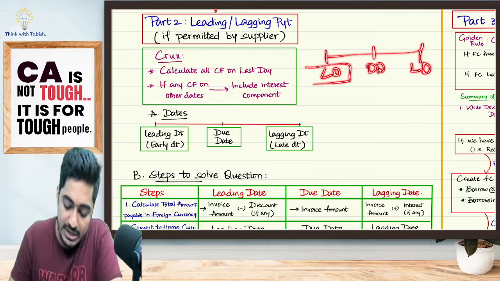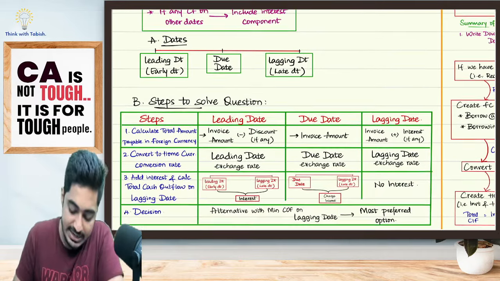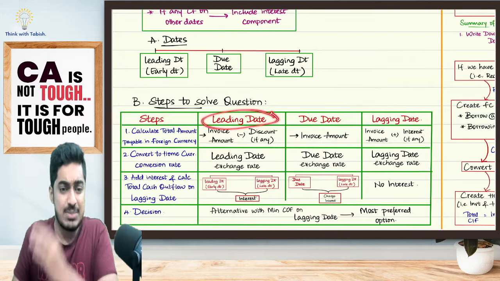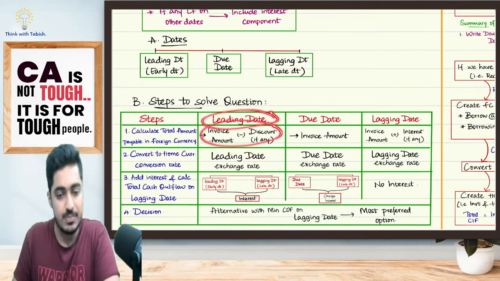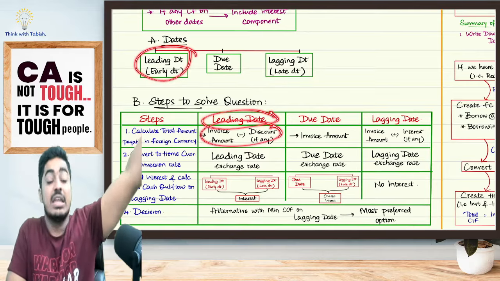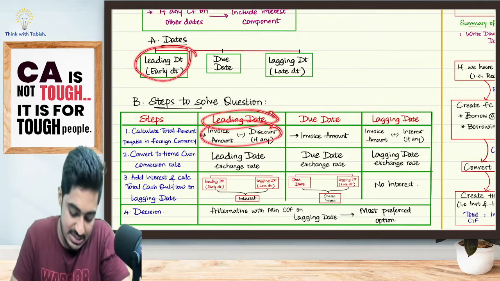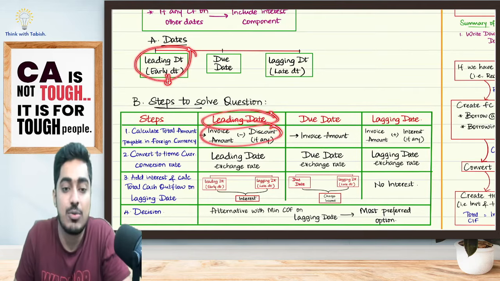Now imagine on the leading date, first I will see the total amount I'll have to pay on the leading date. It is nothing but my invoice amount. Sometimes a discount will be there, so reduce the discount. On the leading date, I got how much payment I'll have to do, and that is in foreign currency. Now convert it into home currency, at which rate? The leading date exchange rate. Now I got the total I'll have to pay on the leading date.